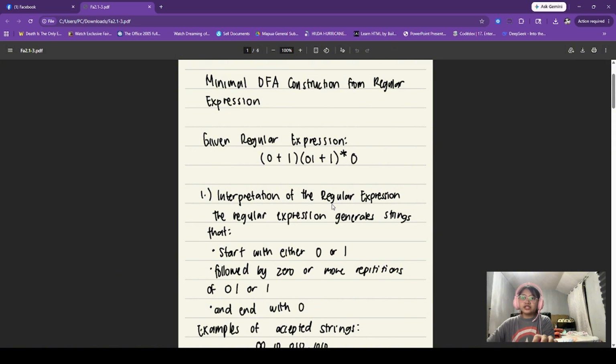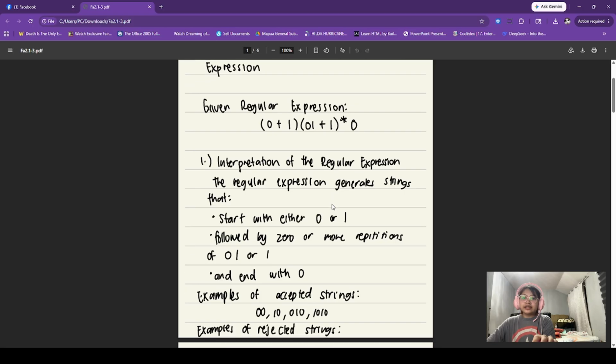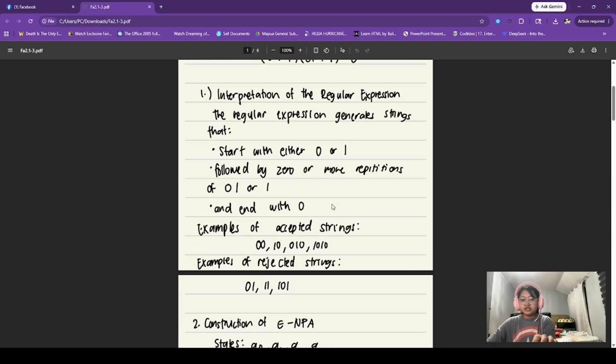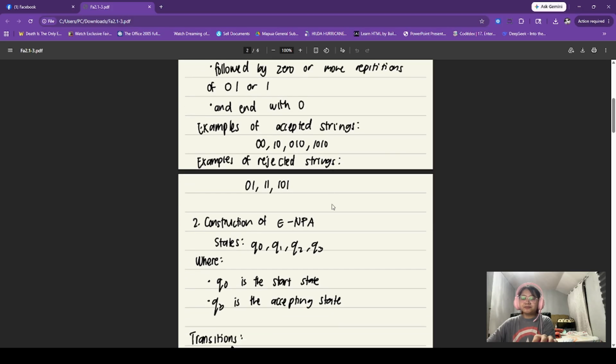Therefore, the language generated by this regular expression contains strings that start with 0 or 1, follow the pattern of repeating 0, 1, or 1 any number of times, and always end with 0. Examples of accepted strings are these: 0, 0, 1, 0, 0, 1, 0, 1, 0, 1, 0. Examples of rejected strings are 0, 1, 1, 1, 1, 0, 1.